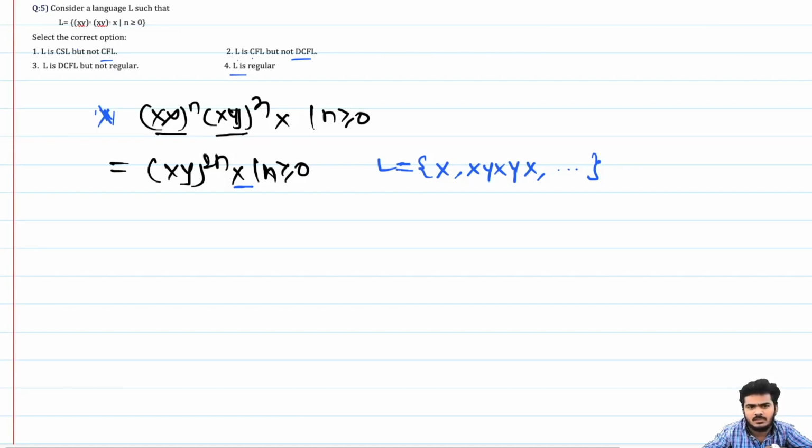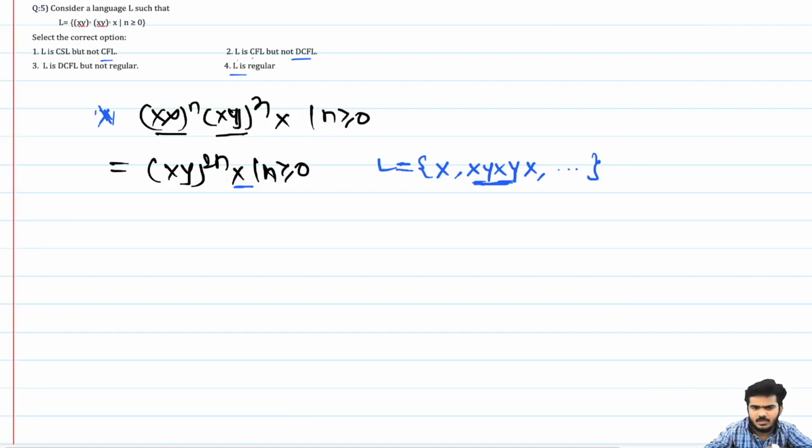First we will go for the regular option, because if that is regular, then it will be CFL, it will be CSL, and DCFL also. The first point says that the language is not finite, so we cannot say directly that this is a regular language. If the language is finite, then definitely we can say directly that it is a regular language. After that we will see whether we are getting a pattern or not. We can see that we are getting a pattern, because after a 4 length string we get an 8 length string, then a 12 length string, then a 16 length string. So we are getting the pattern.